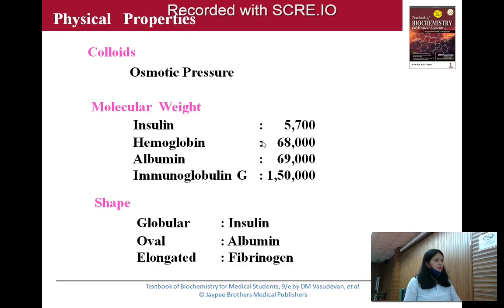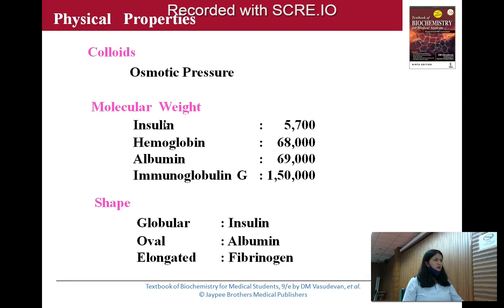Yes, now let us come to the physical properties of proteins. Proteins, you know, are crystalline in nature and tend to form colloidal particles in aqueous solution. You know the oncotic pressure, isn't it? What do you mean by oncotic pressure? Anyone? Physiology also you have learned? The pressure exerted by solutes.